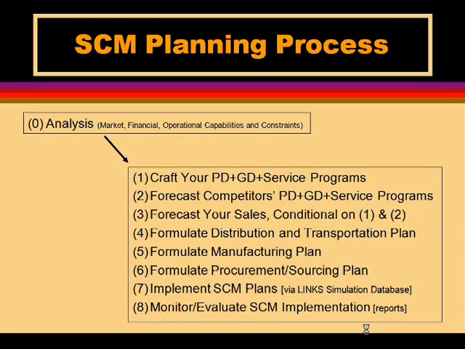So overall, your planning process would look something like this. You would analyze the market, financial, operational capabilities and constraints, and then you will craft your product development, generate demand, and service programs as your first step. Remember that product development, generate demand, and service is something that you do after the first round, especially the generate demand and service, and after 2 rounds for the product development. So the first 2 steps that you see here are actually relevant after a certain time lag, after the simulation has already begun, and you can choose not to do them if you want to focus on the regular sourcing, manufacturing, distribution and transportation decisions only.